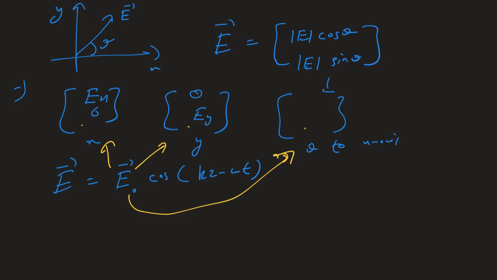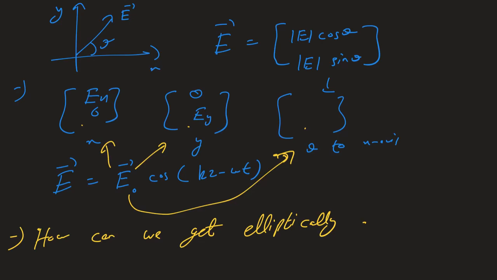If it is, then I want to discuss another very cool aspect of polarization, and that's how can we get elliptically or circularly polarized light. So let's go back to the formula. So consider the following.